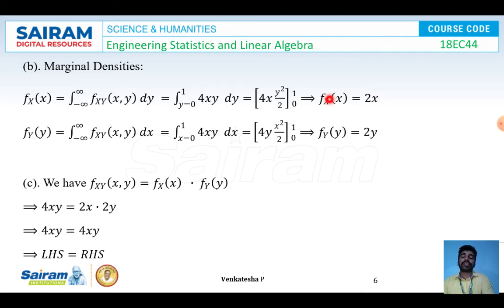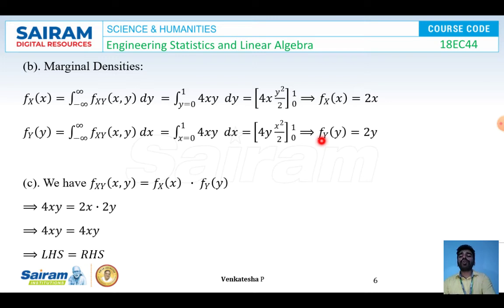Applying the limit and cancelling this 4 with 2, I got the marginal density function fx of x is equal to 2x. Similarly, finding fy of y, it is given by integration minus infinity to plus infinity fxy of x comma y dx. So now replacing the limit for x as 0 to 1 and the joint PDF function as 4xy. So I got the integral like x from 0 to 1, 4xy dx. Integrating this function with respect to x, I got 4y into x square by 2 between the limit 0 to 1. Applying the limit and simplifying the equation, I got fy of y is equal to 2y.